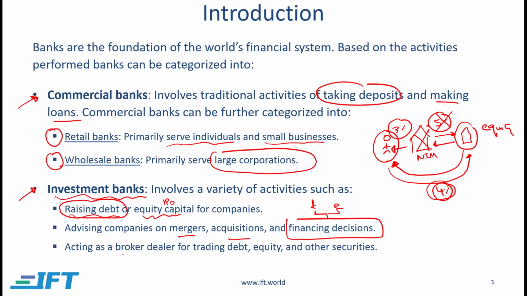They even act as a broker slash dealer for trading debt, equity, and other securities. So let's say there is a company interested in selling some of their debt, or there is an investor who already holds some bonds of another company and would like to sell them. So the investment bank might be able to help them find a buyer for their current holding. So these are the two broad categories of banks.